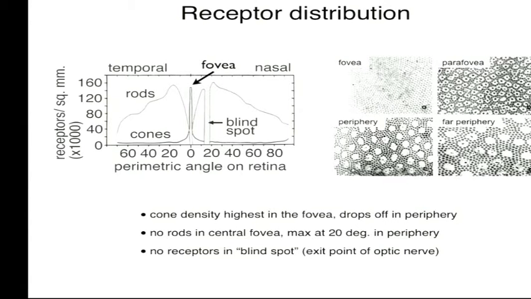So that's the diagram of the distribution of rods and cones. This is what the different pieces of the retina look like. In the fovea, there is a very high density of cones. As you go out toward the periphery, you get rods. The cones are the things in the center area, surrounded by lots and lots of rods. There are 10 to 12 times more rods than there are cones.